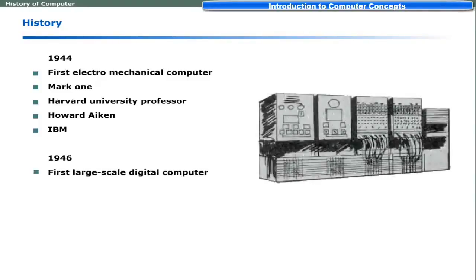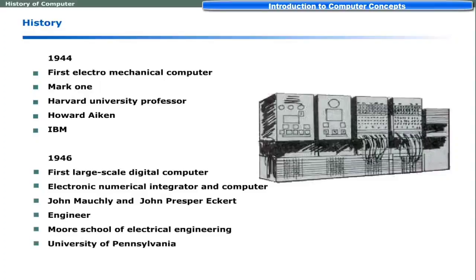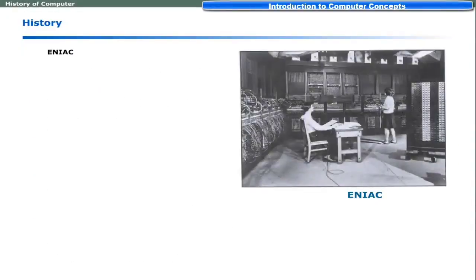In 1946, the first large-scale digital computer, the Electronic Numerical Integrator and Computer, was developed. This was developed by John Mauchly and John Presper Eckert, an engineer at Moore School of Electrical Engineering in the University of Pennsylvania. ENIAC was used to prepare firing and bombing tables for the US Army and Navy. It was also used in secret research that was aimed at building powerful and destructive bombs.